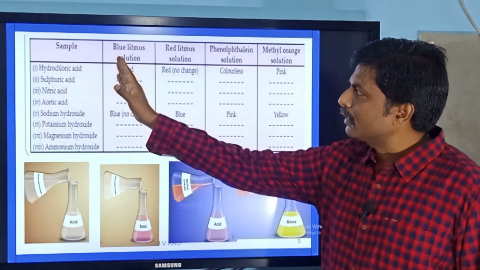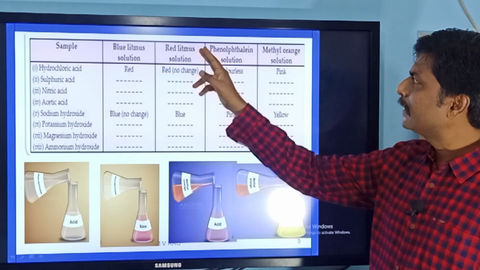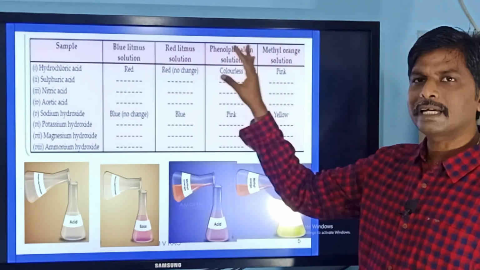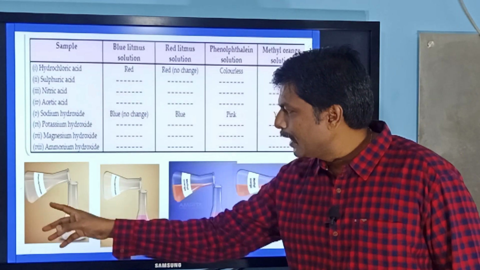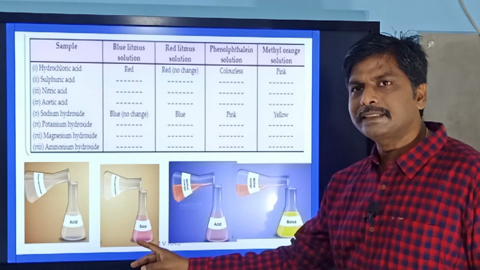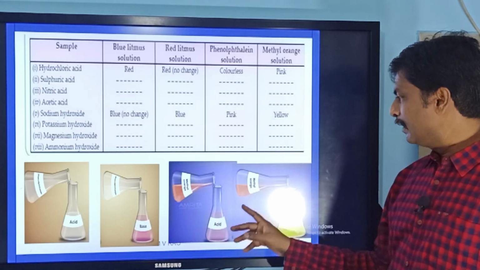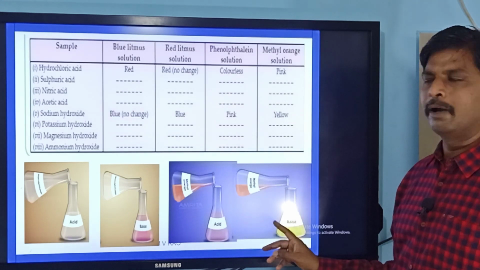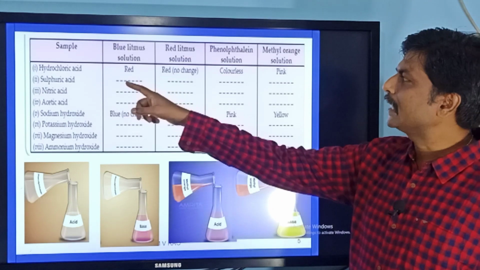So this is the table given. The table lists the sample you have taken, with blue litmus, red litmus, phenolphthalein and methyl orange indicator, and the color change. Here I explained phenolphthalein. With phenolphthalein, acid is colorless and base is pink. With methyl orange, acid is red and base is yellow. So it is with the indicators. Here one example is given.